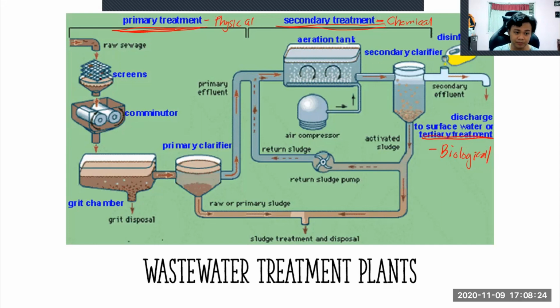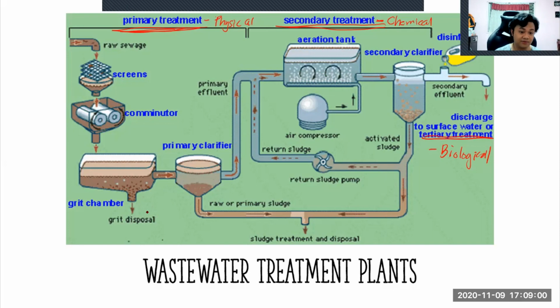Then you have your comminutor. If there are particles, let's say hard soil, that passed through your screen, they will pass through your comminutor. The function of the comminutor is to reduce the size of those particles. If they are clumped together, they will be broken down by your comminutor.